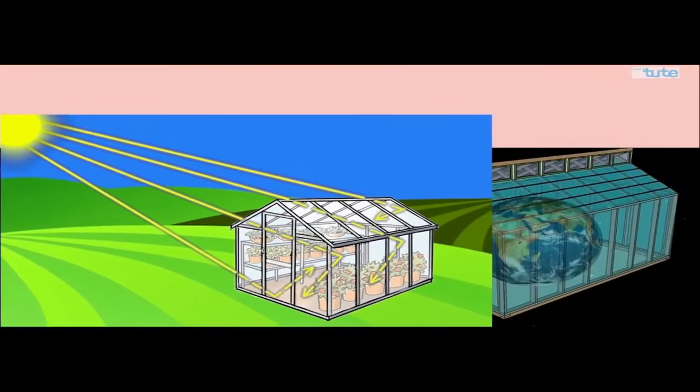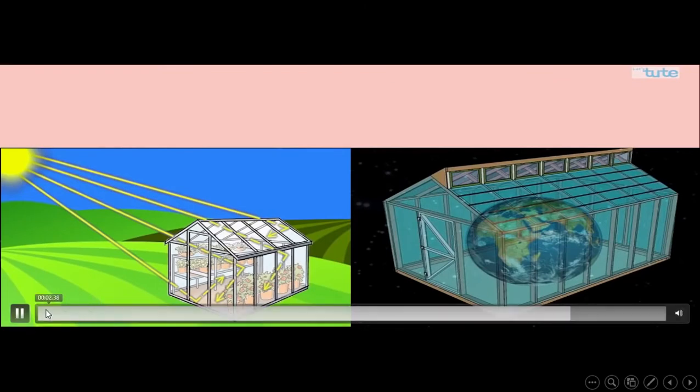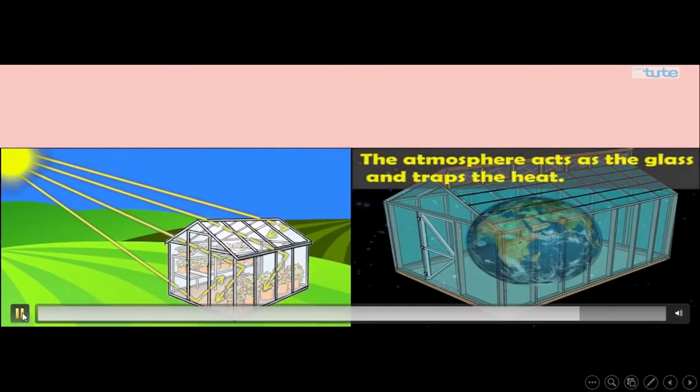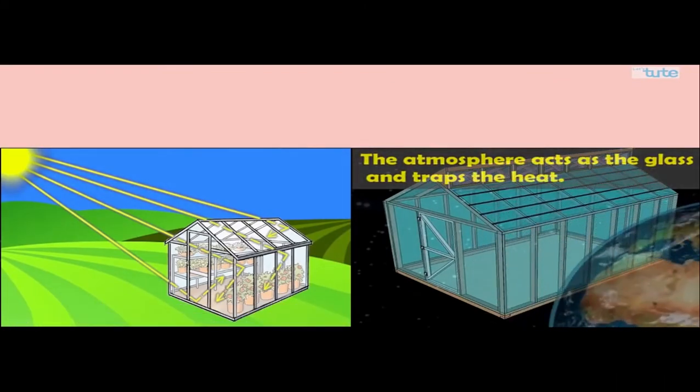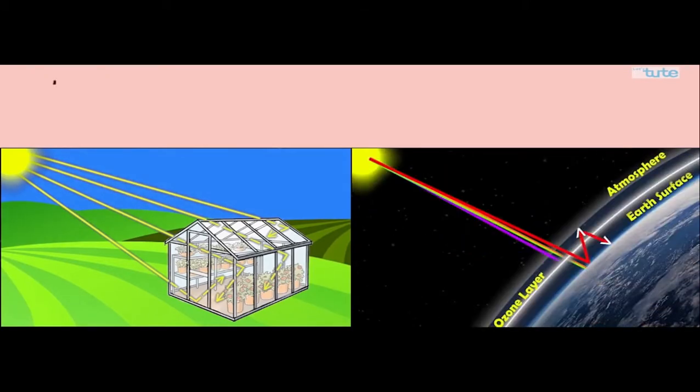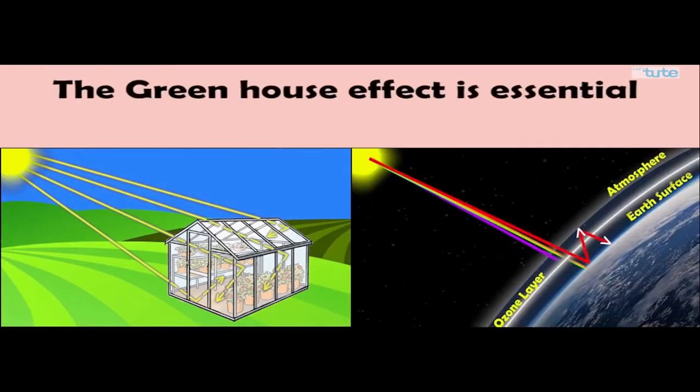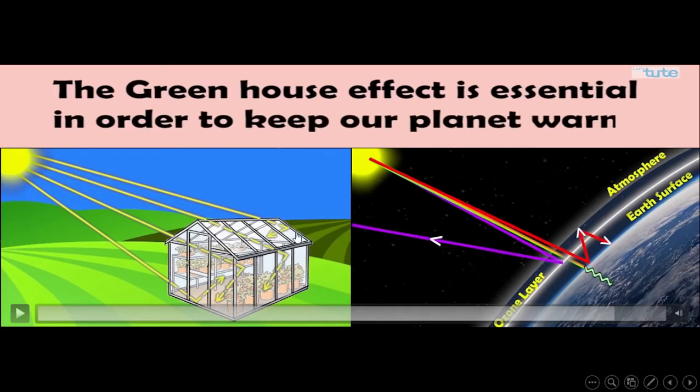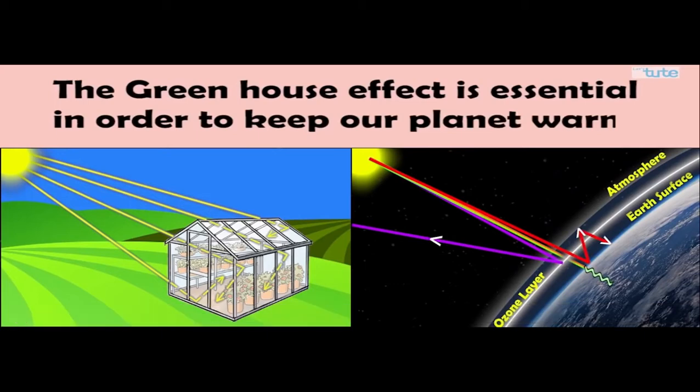Now consider our planet Earth. The atmosphere acts as the glass and traps the heat. The greenhouse effect is essential in order to keep our planet warm. So what happened here is that the atmosphere plays the same role as the glass. Why? Because it traps, meaning it prevents any passing of infrared due to increasing greenhouse gases.